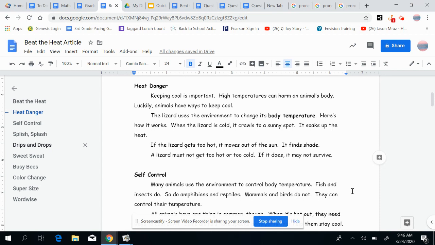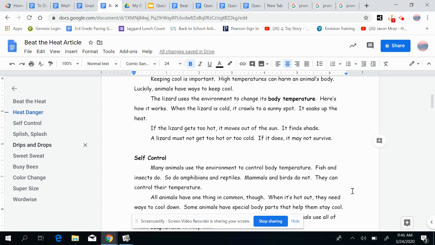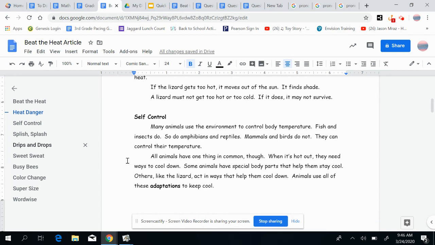Okay, so this section is also talking about the lizard and the way that it stays cool, how it changes its body temperature. Let's look and see. Self-control. Many animals use the environment to control body temperature. Fish and insects do. So do amphibians and reptiles. Mammals and birds do not. They can control their temperature. All animals have one thing in common, though. When it's hot out, they need ways to cool down. I would suggest that it seems like that would be some important information.